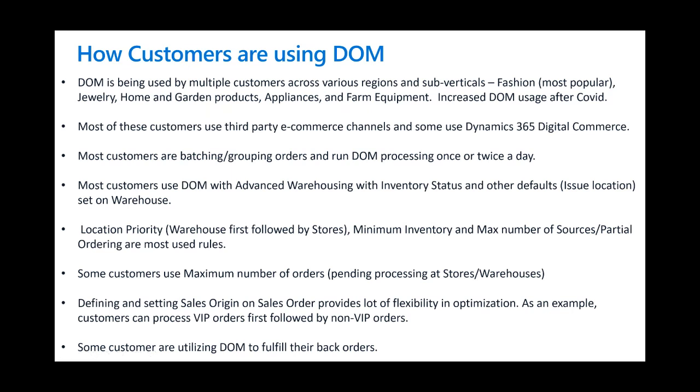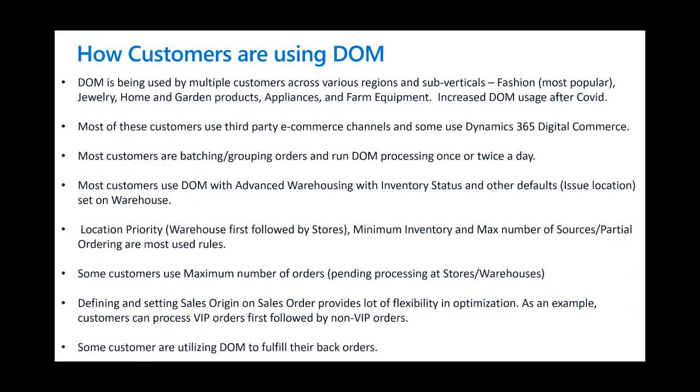Some of the businesses have a segment of customers, like gold tier customers, or VIP customers and non-VIP customers, right? And the inventory can be limited for order brokering. So what they can do is create 2 different profiles, one profile for VIP customers and another for non-VIP customers, and they are running the DOM processing for VIP customers first, so that they get the preference of on-hand inventory, and then they run for non-VIP customers. So the message is that the sales order origin can be used in different ways for your configuration. Last but not least, we also see some customers utilizing DOM for fulfilling their back orders.